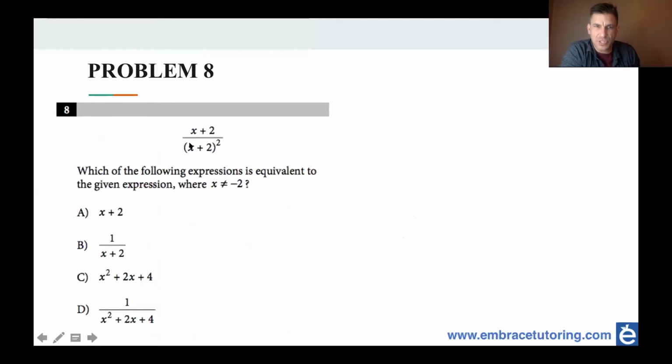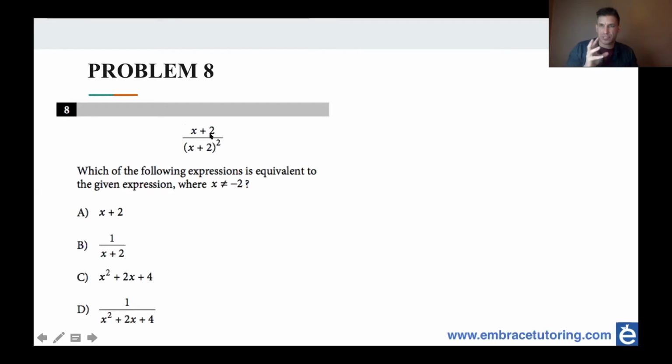Here I have x plus 2 over x plus 2 squared. Which of the following expressions is equivalent to the given expression where x does not equal -2? Now, whenever you have a question that looks like this, granted, you could go through which of the following expressions and plug in numbers if you want to, but your goal is always to figure out how these things are going to relate together.